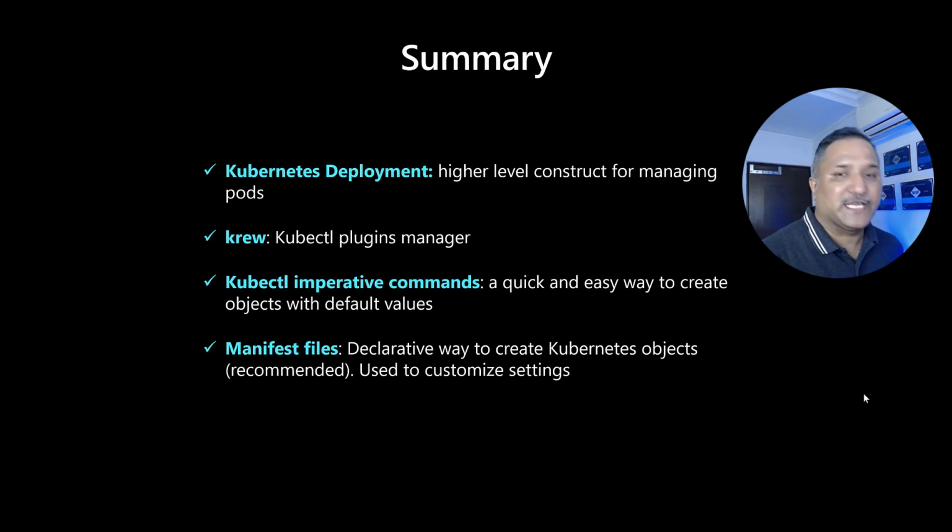So in summary, what we looked at in this video is a major part of it was dedicated to the Kubernetes deployments, which is a higher level construct for managing the pods. We had a brief look at the Kubernetes tree plugin, which was used to see the hierarchy of objects. Krew was the package manager used for installing that plugin. We also looked at the Kubernetes imperative command to do a quick deployment using some default values. And then we looked at the manifest file, which gives us much more control in terms of describing in a declarative manner what should be the content of our Kubernetes deployment.